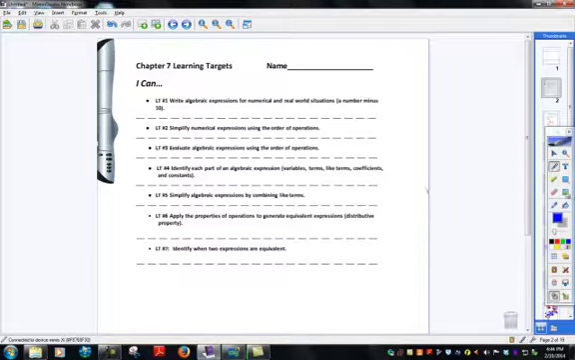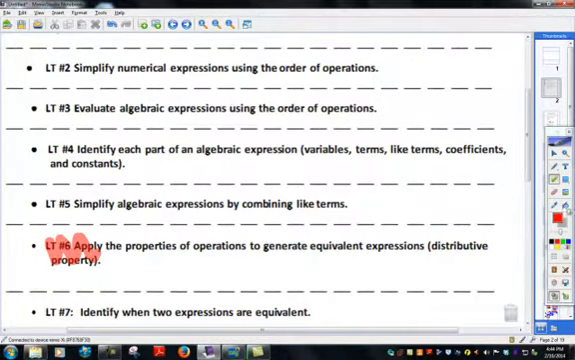Okay, two more videos in this chapter. Okay, this is the learning target number 6 video. I can zoom in a little bit. It is, I can apply the properties of operations to generate equivalent expressions.